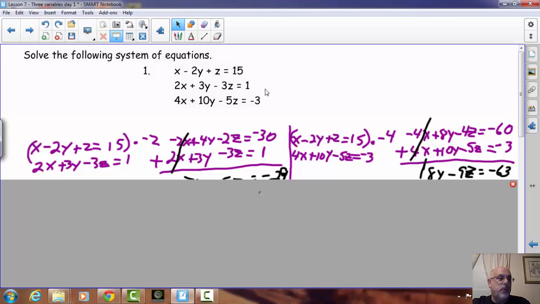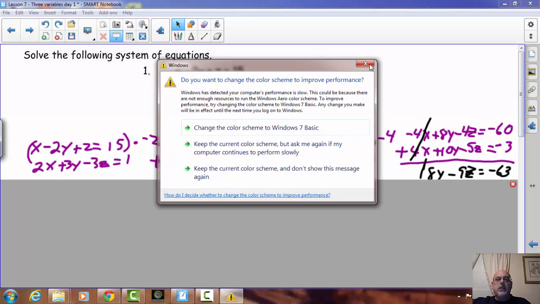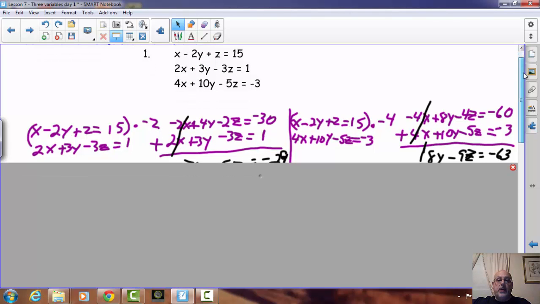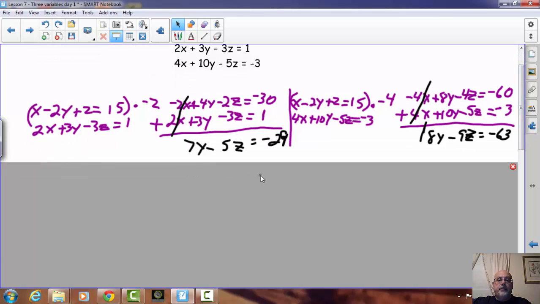You've got to create two pairs of equations. Obviously, you have to use one of the equations twice. So on this second pairing, I multiplied everything by negative 4 because negative 4x plus 4x is 0. And again, I want the x's to drop. You need to make sure that when you pair them up and you work on them, you're eliminating the same variable both times. So when I add them together, this first pairing gives me 7y minus 5z equals negative 29. The second pairing gives me 18y minus 9z equals negative 63.